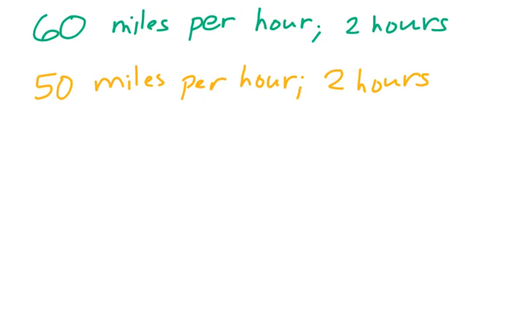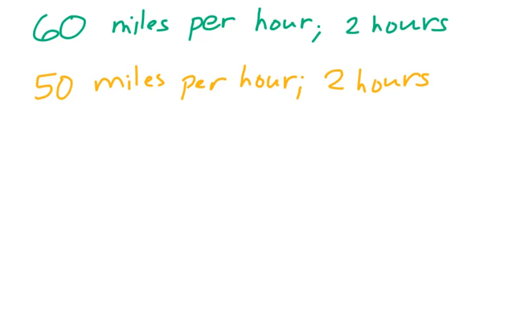This problem has two parts because Franny does part of the trip at 60 miles per hour and part of the trip at 50 miles per hour. So we need to treat it as two separate problems to begin with, and then once we know the distance for each part, we can add those back together.